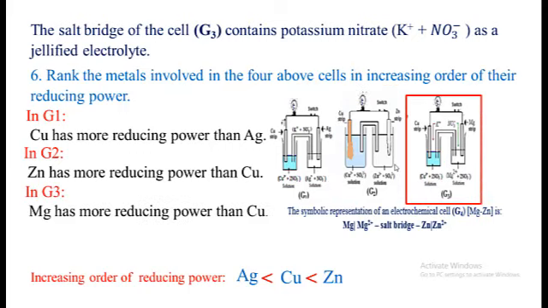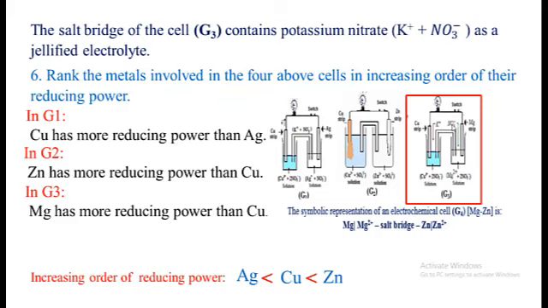Now in G3, Mg has more reducing power than Cu. Why? Because as you can see here, the negative ions, the anions of the salt bridge, migrate toward the Mg strip. So in order to make a balancing, the salt bridge is sending negative charges. This means that the amount of positive charges is increasing in order to make compensation and electroneutrality. So if the amount of positive charges is increasing, this means that the amount of ions is increasing.